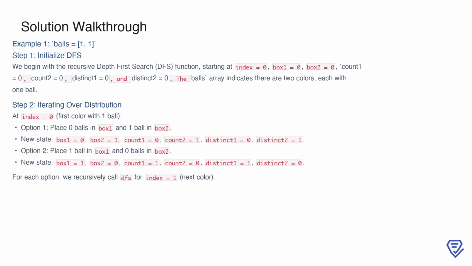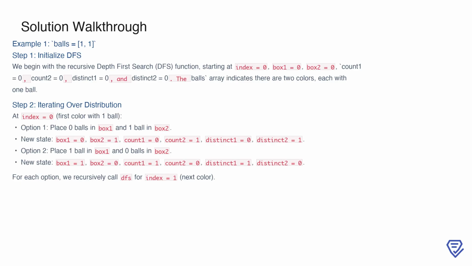To solve this problem, we use a recursive depth-first search, or DFS, approach. Initially, we start at index 0, representing the first color, with both box 1 and box 2 empty. Additionally, the count of balls and the number of distinct colors in each box are set to 0. The input array, balls equals [1, 1], tells us there are two colors, each with one ball.